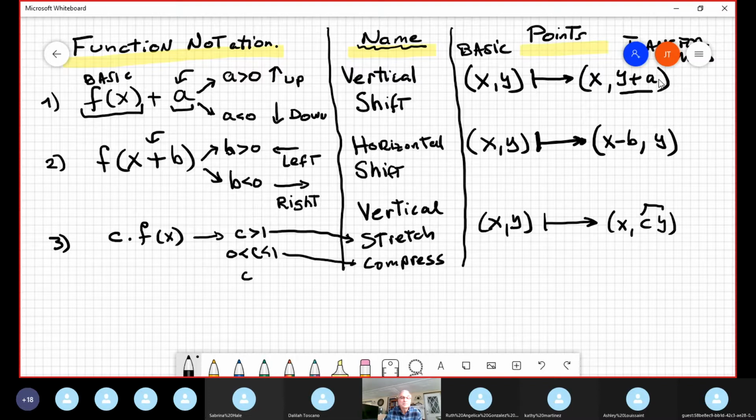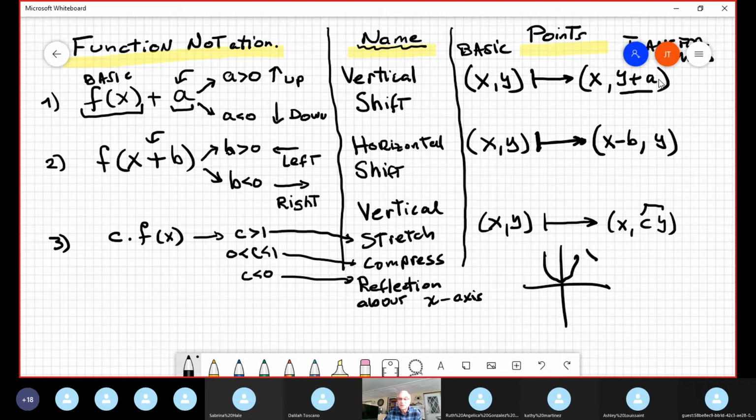Y si es negativo, es reflection. Reflection, pero reflection about the x-axis. For example, the classical parabola. Again, parabola is super easy to understand. This is x squared. When you multiply x squared by -1, it's obvious that our parabola looks like that. A reflection about the x-axis. So the x-axis behaves like a mirror. Okay?